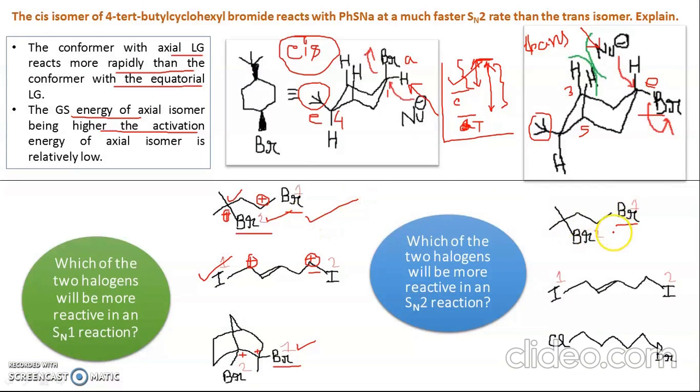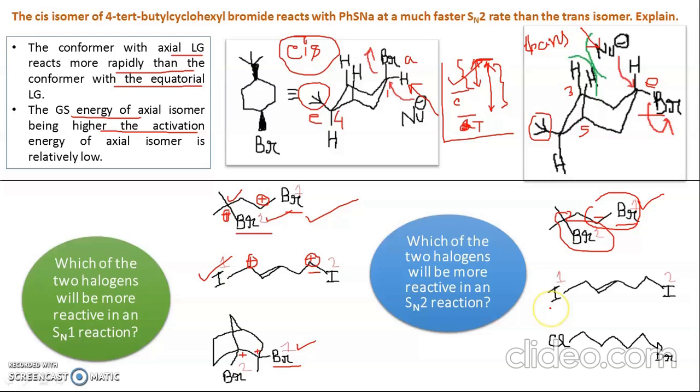So bromine 1 and bromine 2. Though it is not SN2, still just consider this portion. So this is a primary halide, isn't it? But if you consider this portion, it is a tertiary halide. So obviously it will be the more reactive halogen among these 2 bromine atoms. That is, Br1 will win over Br2.